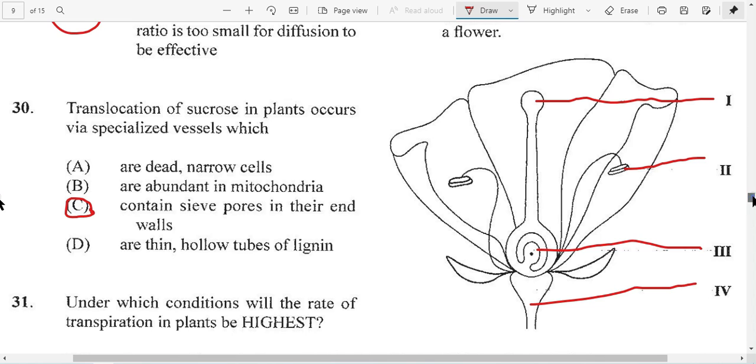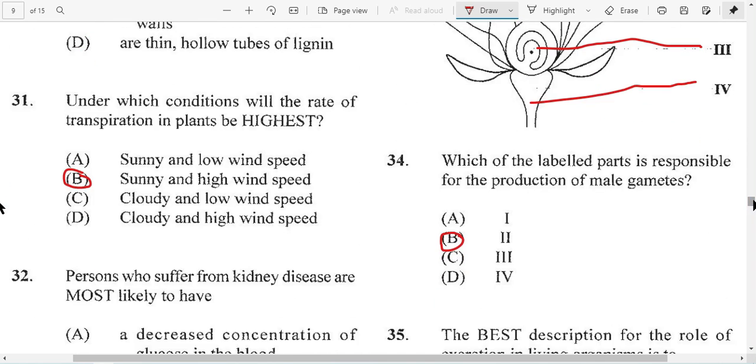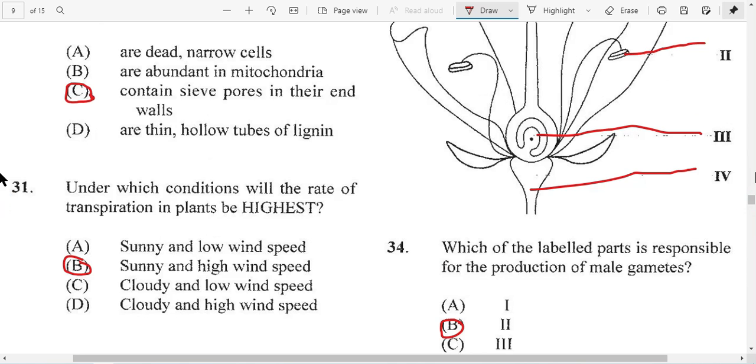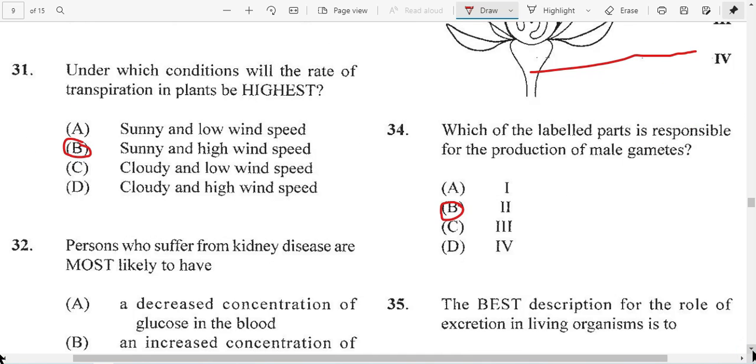So we move on down to see what's the question. Which of the labeled parts is responsible for the production of male gametes? It's going to be 2, the anther. So B is our answer here for question 34. The anther there nicely hangs out and is labeled with 2. B being the answer for 34.